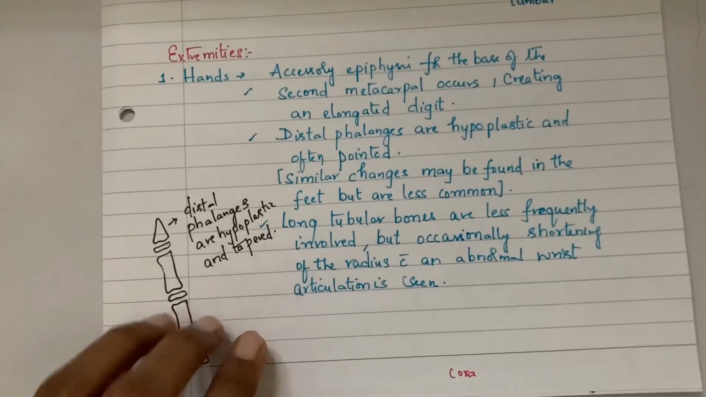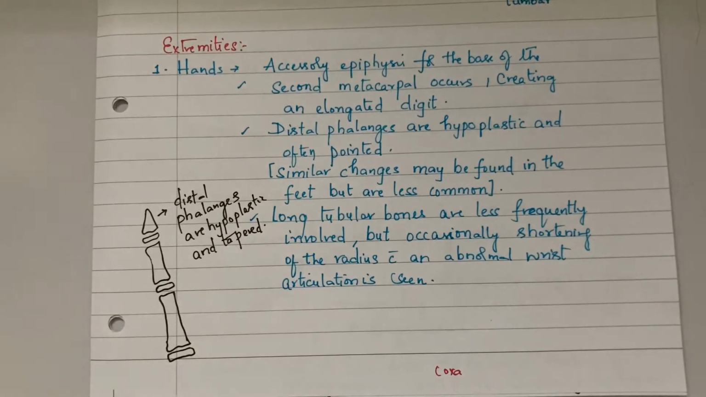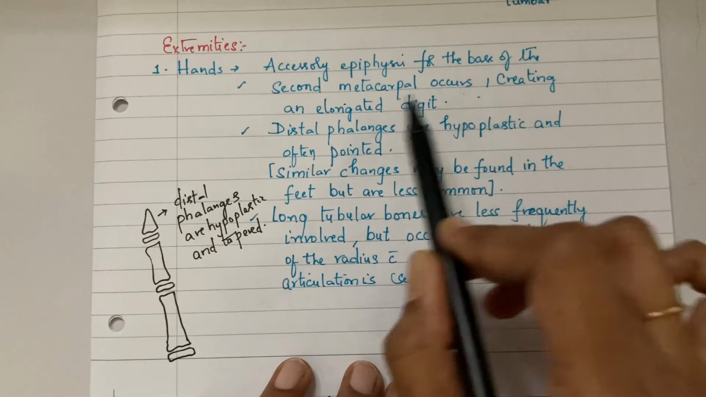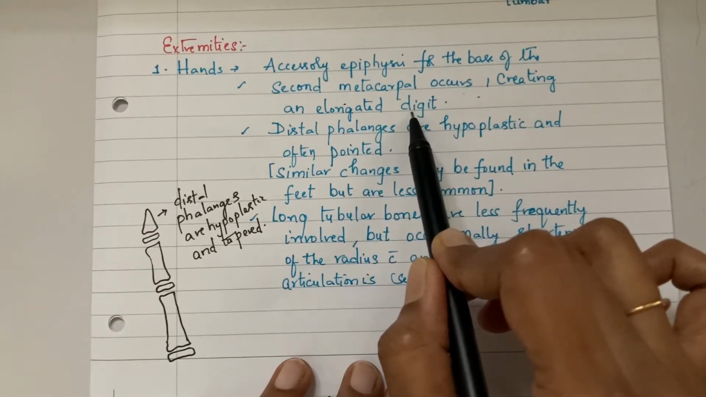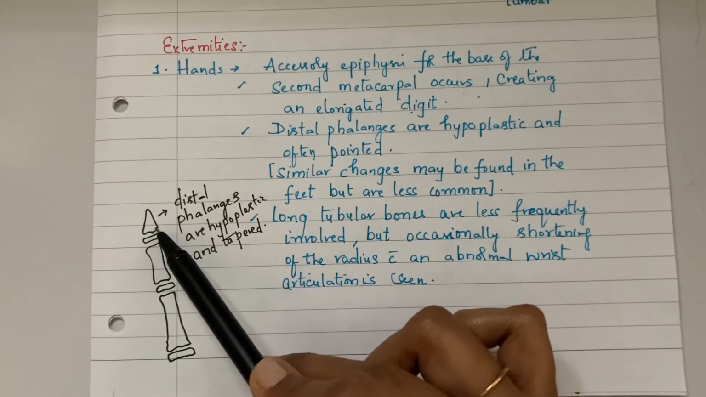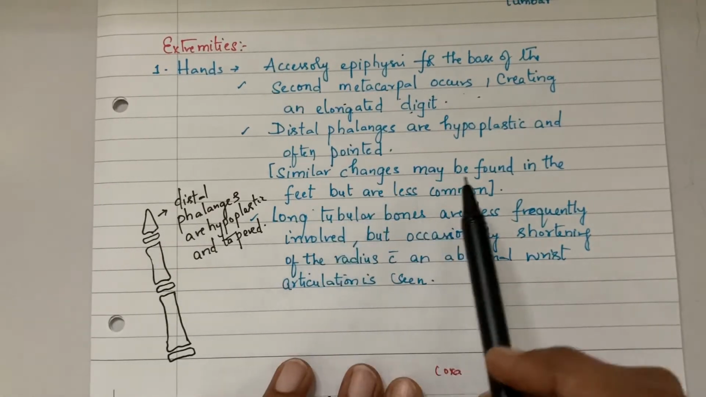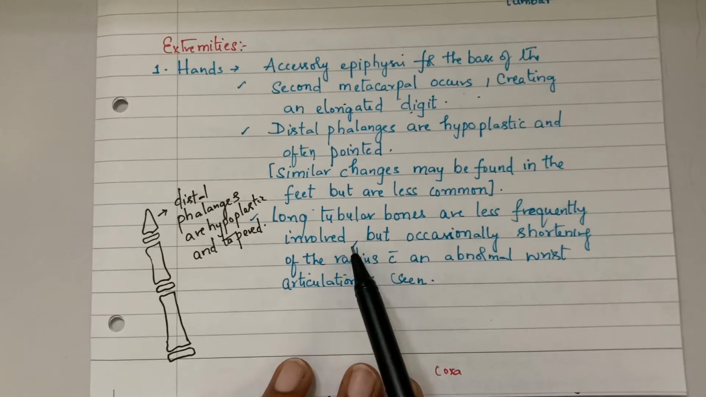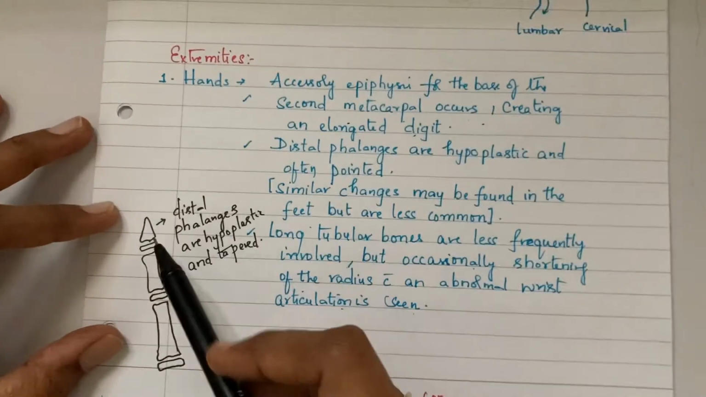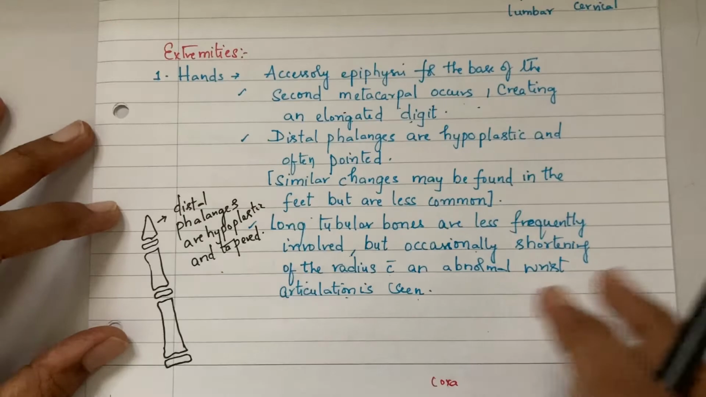Coming to extremities. Normally, an accessory epiphysis for the base of the second metacarpal occurs, creating an enlarged digit. Normally the distal phalanges are hypoplastic and often pointed. They may be found even in the feet, but less commonly. Long tubular bones are less frequently involved, but occasionally shortening of the radius with an abnormal wrist articulation is seen. So most important, look at the distal phalanx. It is hypoplastic and tapered.